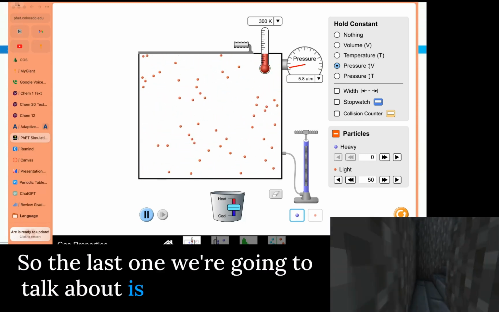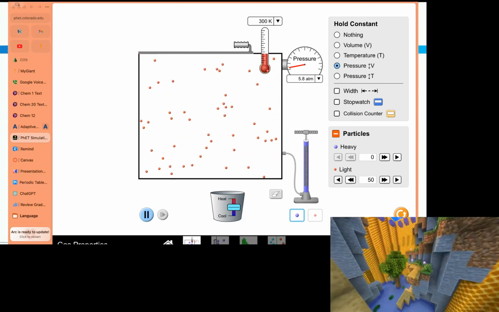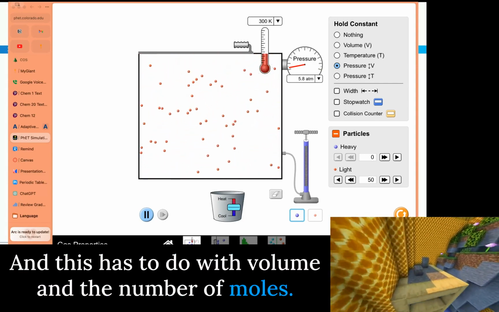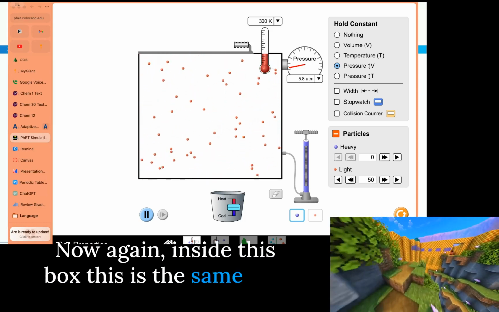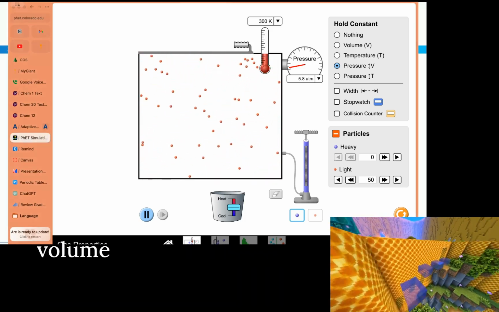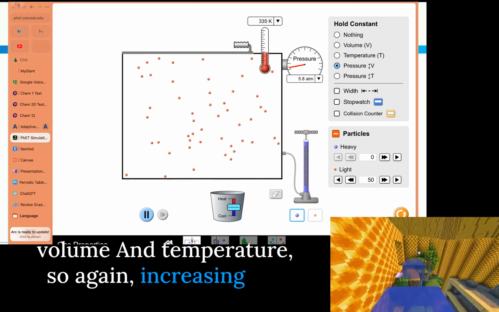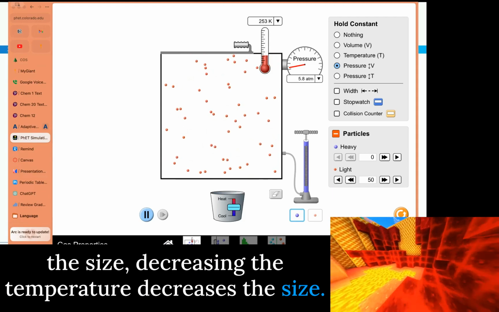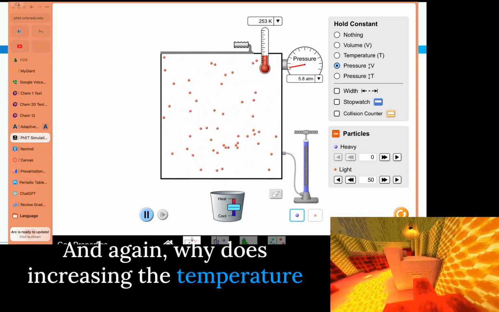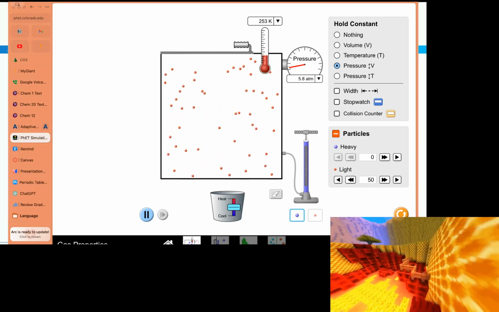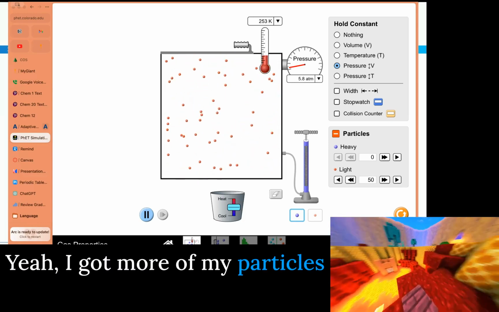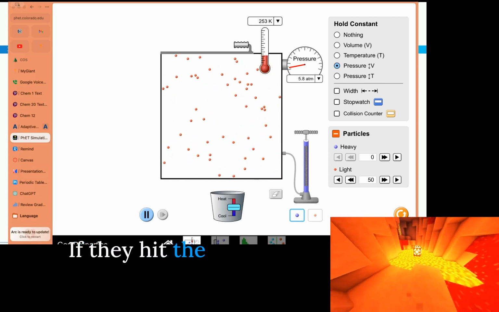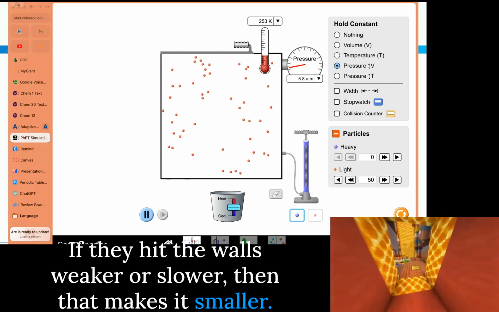So the last one we're going to talk about is Avogadro's law. And this has to do with volume and the number of moles. Now again, inside this box, this is the same one that we were using for volume and temperature. So again, increasing the temperature increases the size, decreasing the temperature decreases the size. And again, why does increasing the temperature increase the size of the box? Yeah, I got more of my particles hitting the walls. And so if they hit the walls harder, then that makes it larger. If they hit the walls weaker or slower, then that makes it smaller.